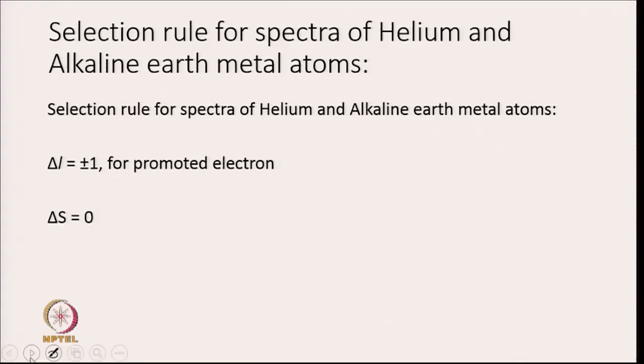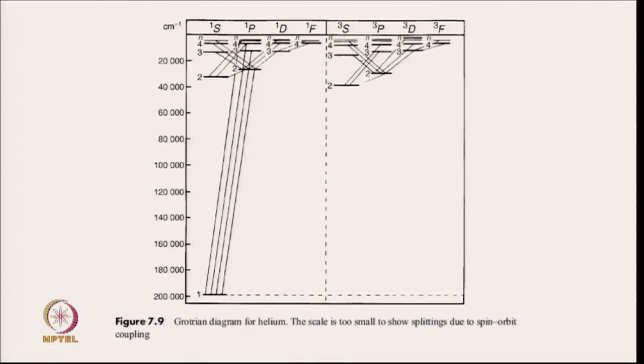Now the selection rules for the spectra of helium and alkaline earth metals. The selection rules are delta L equal to plus or minus 1 for the promoted electron and delta S equal to 0. This is what is known as the Grotrian diagram for helium. You can see that delta L is plus or minus 1, delta N can go anywhere, and delta S should be 0. And so you have a different kind of spectra.